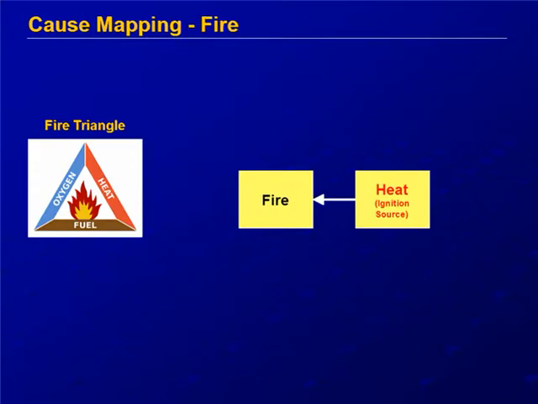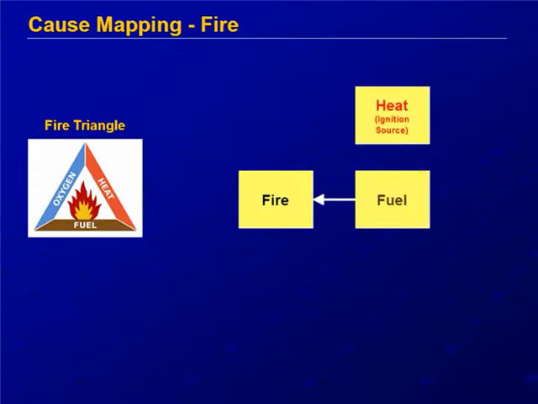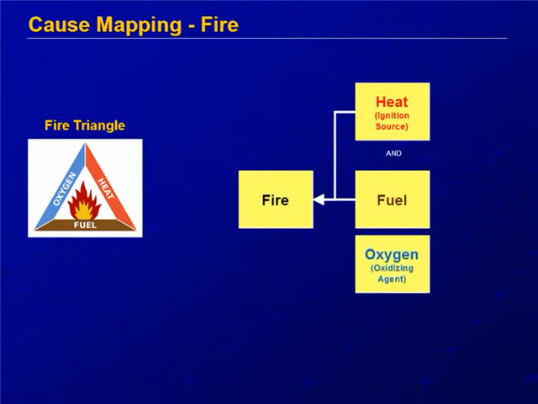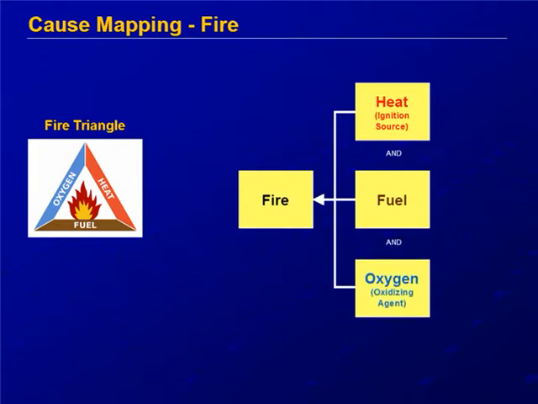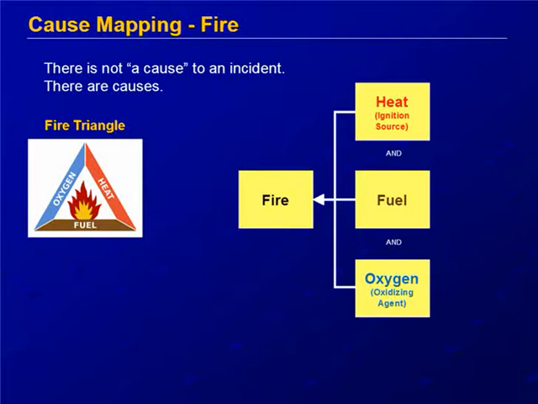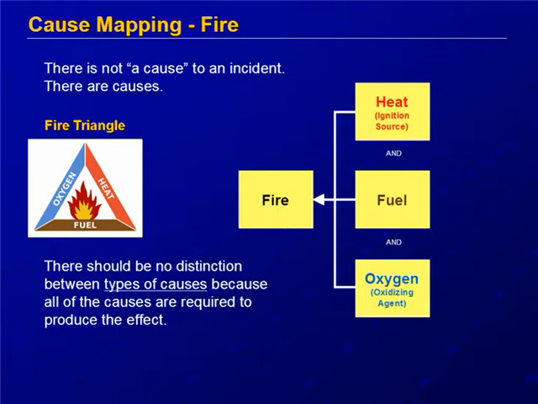The simple fire triangle teaches us that fire is caused by heat, fire is caused by fuel, and fire is caused by oxygen. Asking the question, which one of these caused the fire, is not really a valid question because they all did. The definition of a cause is the producer of an effect. There is not a cause of an effect. There are always causes, plural. You really shouldn't differentiate or make a distinction between types of causes. People naturally say that some causes are more important than other causes, but by definition, the word cause means that it's required. You have to have all the causes.